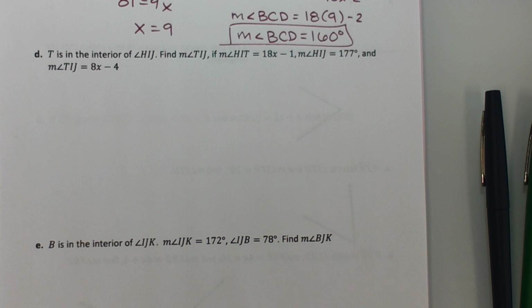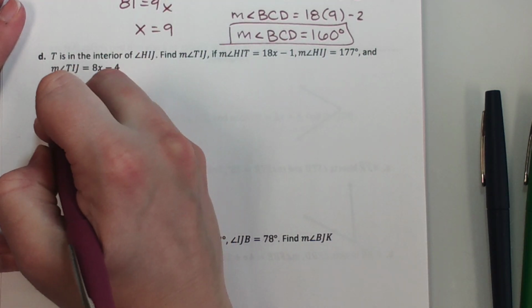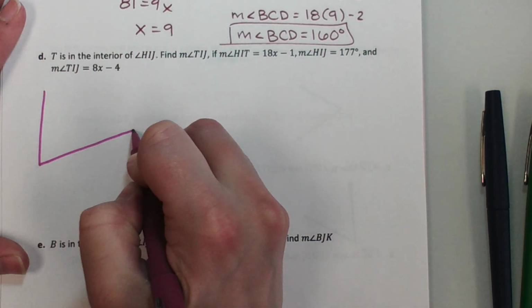Sometimes they're not going to give you the picture, you've got to draw the picture. T is in the interior of HIJ. So what you're going to do is you're going to draw yourself an angle. What's the name of said angle?